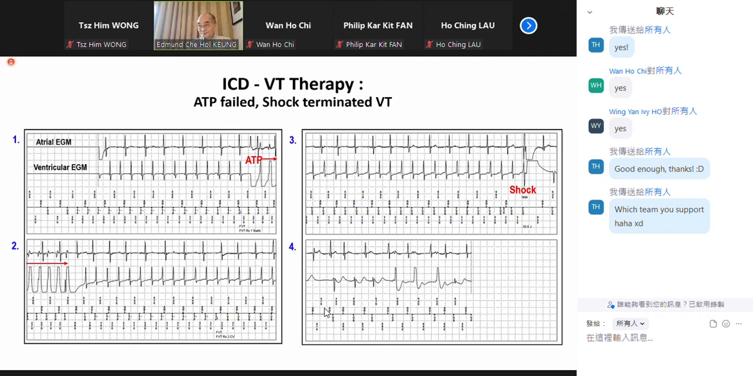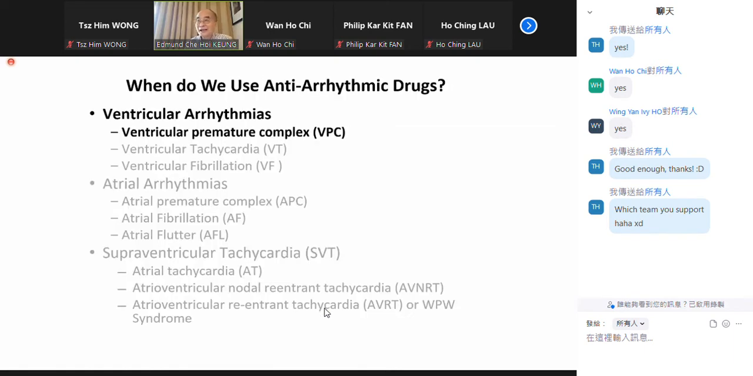Did we look at the price tag? Yeah, this is about $18,000. All right, so let's come back to when do we use antiarrhythmics?